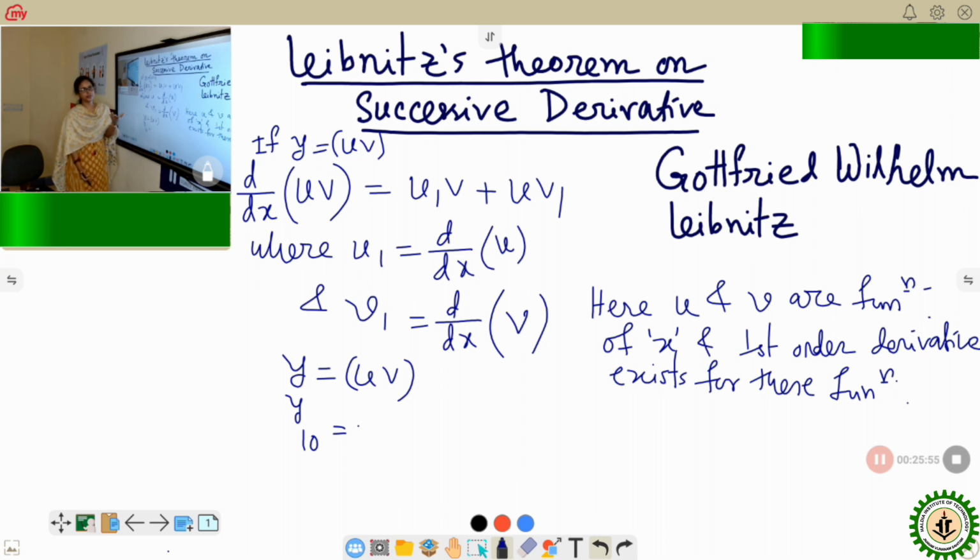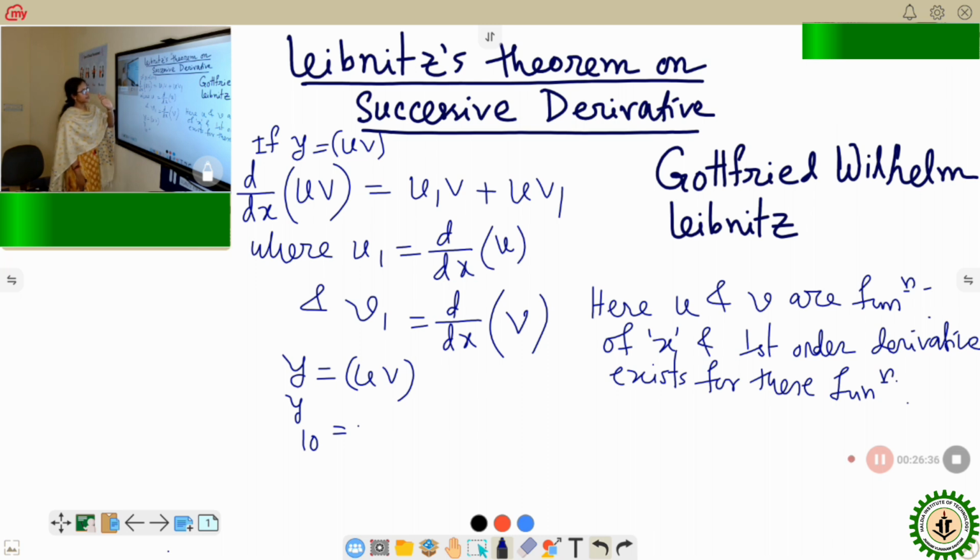Let's go into this theorem. Before starting, we all know the first order derivative of the product of two functions. Suppose y equals uv, where u and v are both functions of x, and their differentiation exists. Then if I take the differentiation with respect to x, we get u1 v plus u v1, where u1 is the differentiation of u with respect to x, and v1 is d/dx of v. Up to this we know.